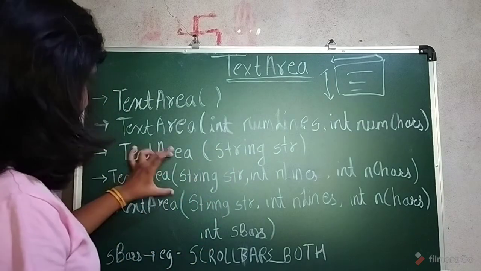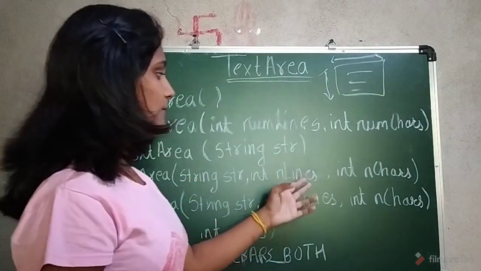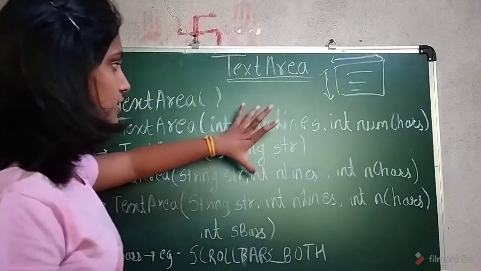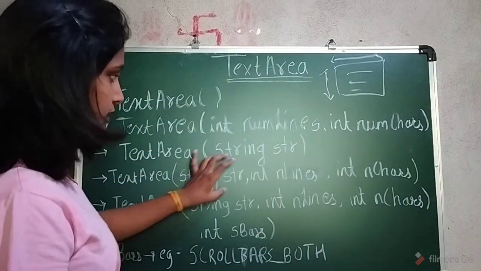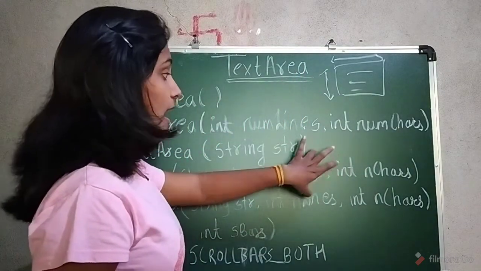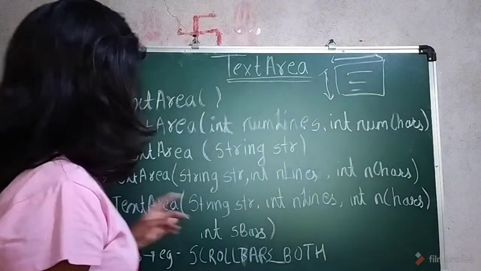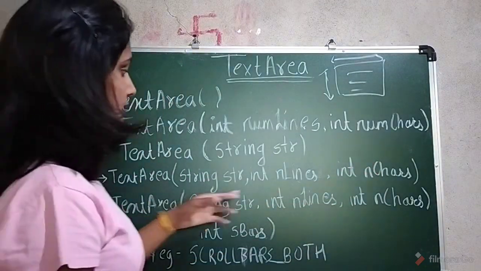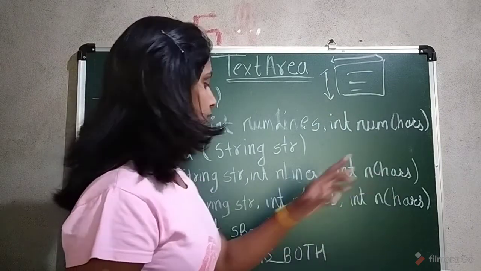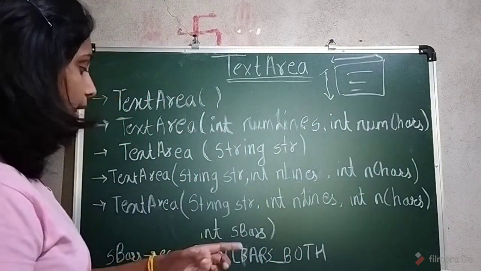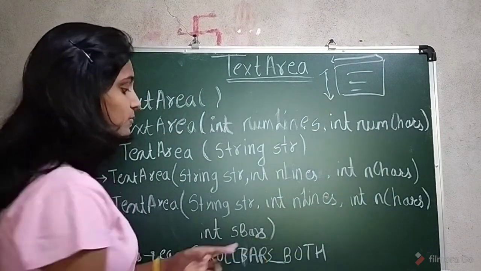Now the next one is a text area with a string, number of lines and number of characters. This is a combination of both, where you can pass the string, and also the number of lines, that is the height, and the width. Now the next one is a string, then the integer number of lines and number of characters, and here is a scroll bar. So here it will have some sort of constant.